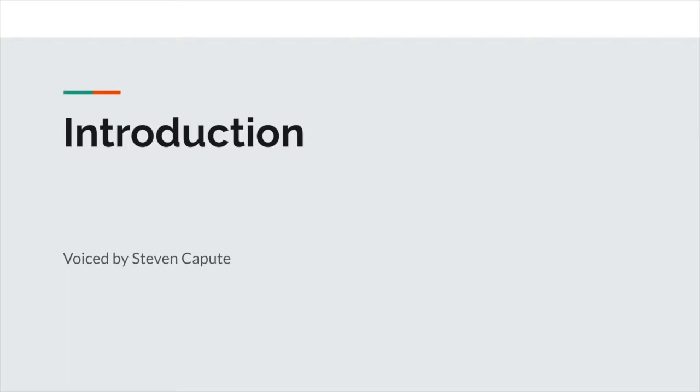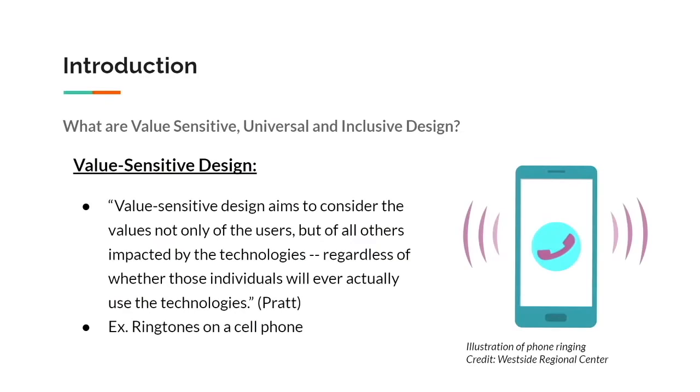Ever since the creation of websites, one question people have had was the best way to design them. Many studies and design philosophies have been developed over the years to help make websites more accessible to everyone, three of which being value-sensitive design, universal design, and inclusive design.